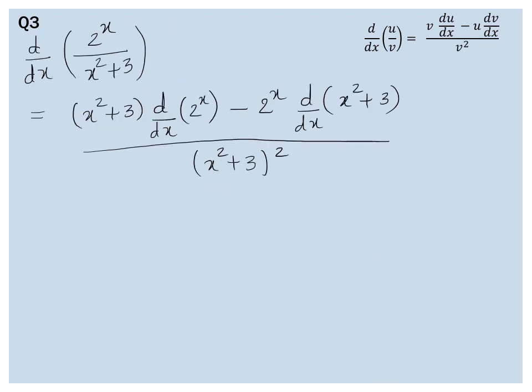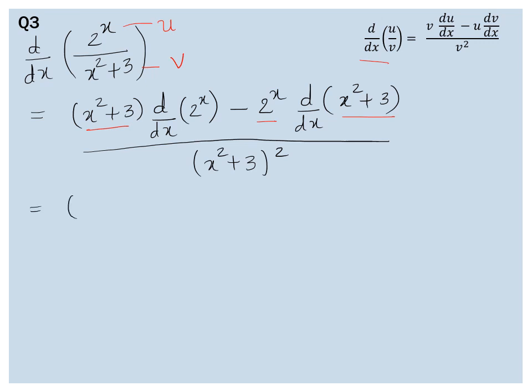Here in this example, comparing with the formula on the right hand side again, u, that is the numerator, is 2 to the power x, v, that is the denominator, is x square plus 3, and by the formula this v as it is, x square plus 3, into derivative of 2 to the power x, minus u, that is 2 to the power x, into derivative of v, that is x square plus 3, divided by x square plus 3 the whole square.